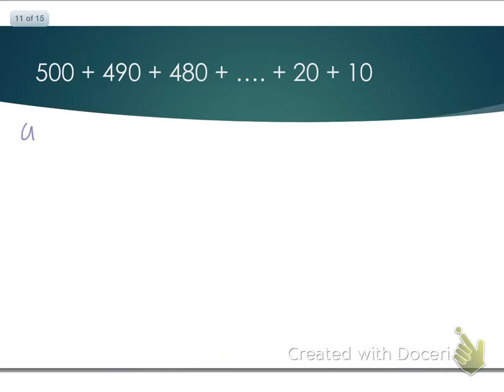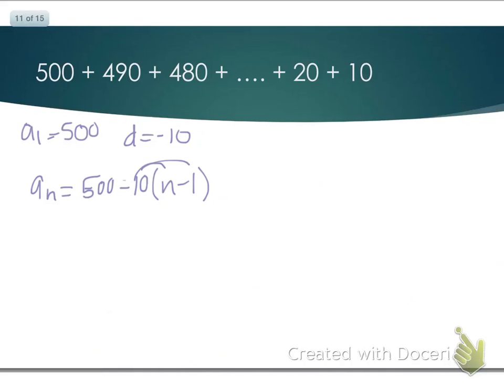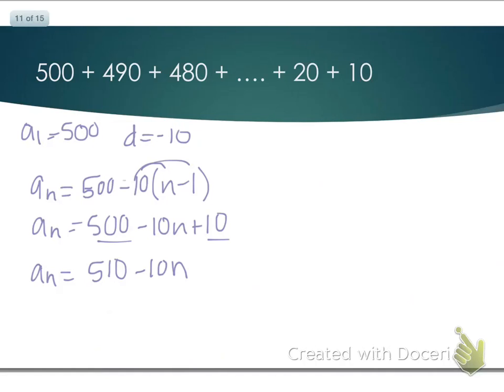Okay, this time a sub 1 is 500. My distance I'm traveling is -10. So to find the generic formula, I have a sub n equals my a sub 1, plus n minus 1 times my d. So we're going to go ahead and distribute this to get -10n plus 10, and then combine our like terms to find my explicit equation to be 510 minus 10n.